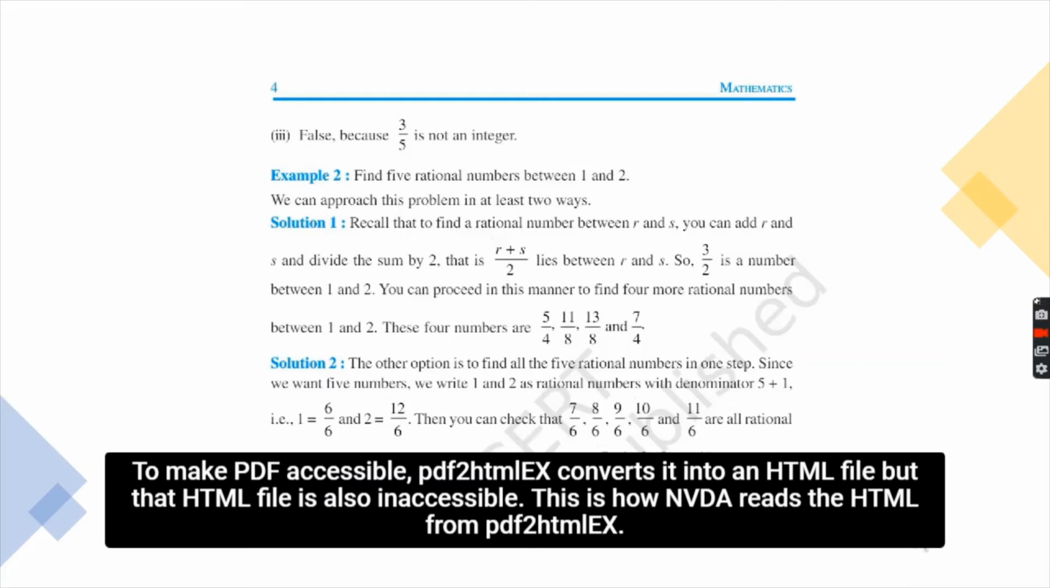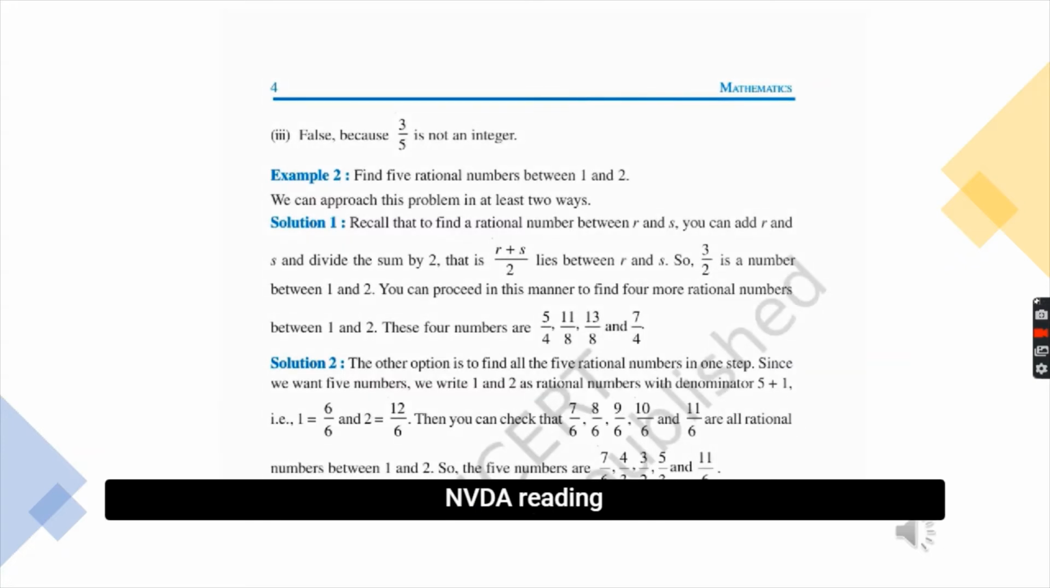This is how NVDA reads the HTML from PDF2.NYMLEX. Localhost /PDF2 char. Clickable 5. Is not an integer. Example 2, find 5 rational numbers between 1 and 2. We can approach this problem in at least 2 ways. Solution 1, recall that to find a rational number between R and S, you can add R and S and divide the sum by 2, that is, 2.